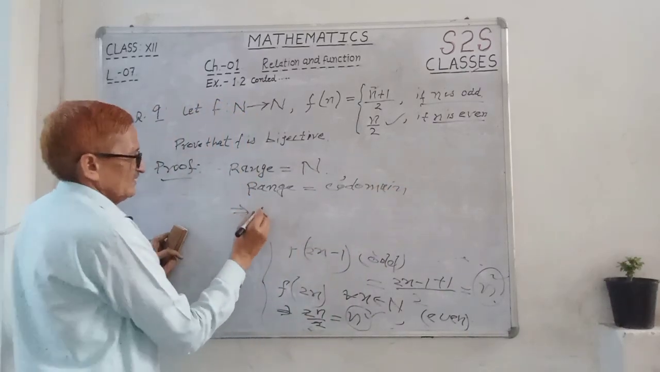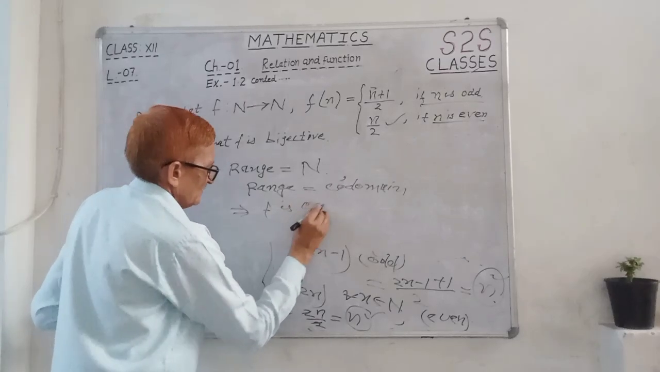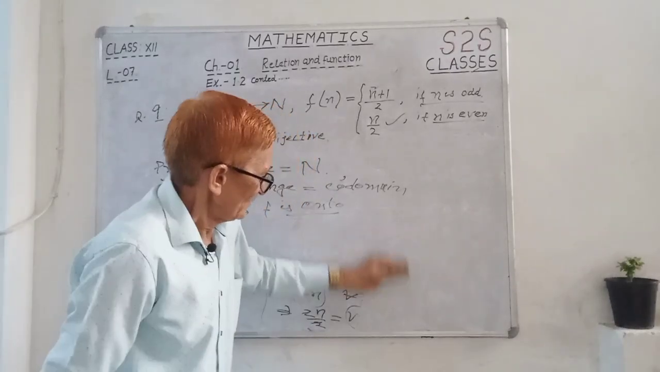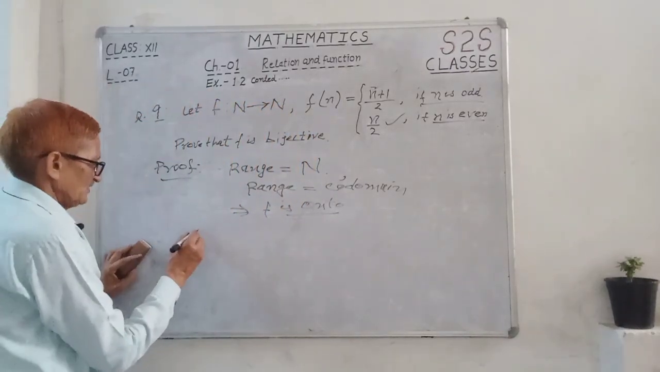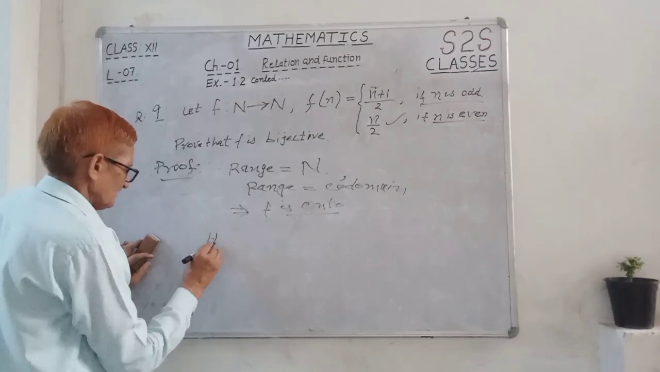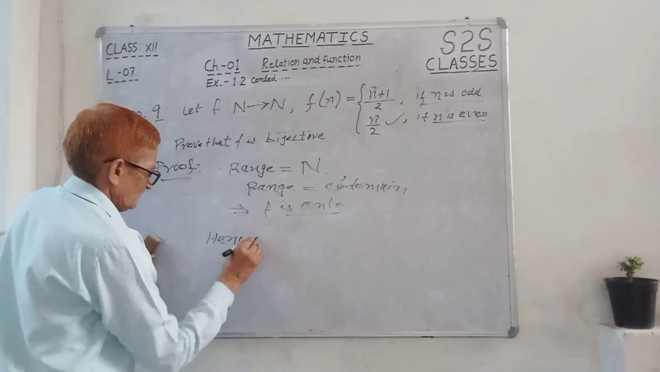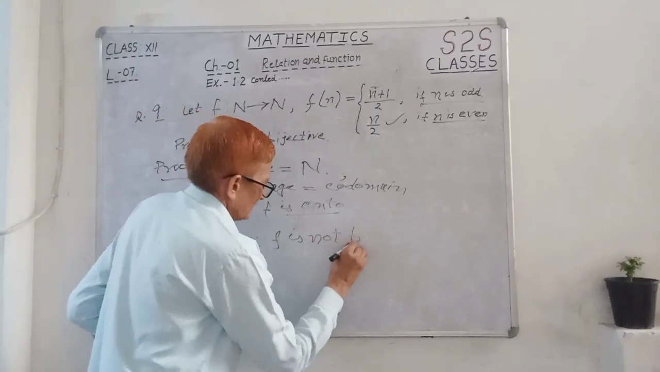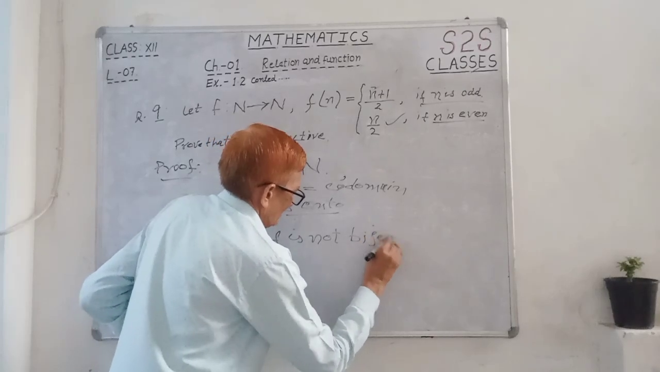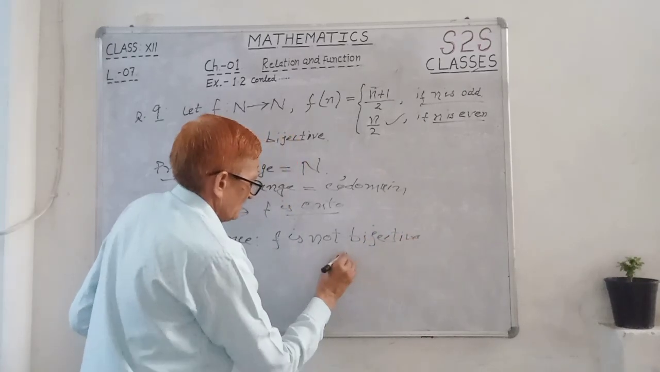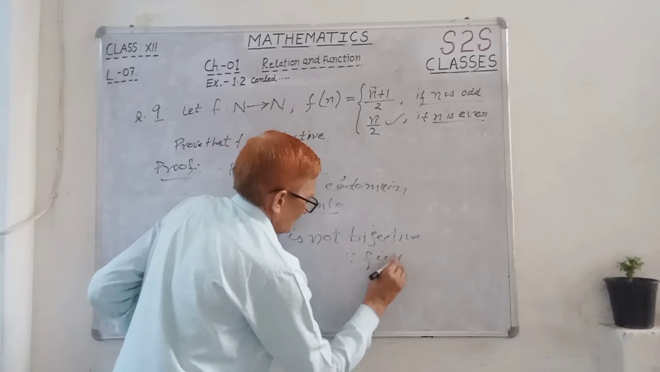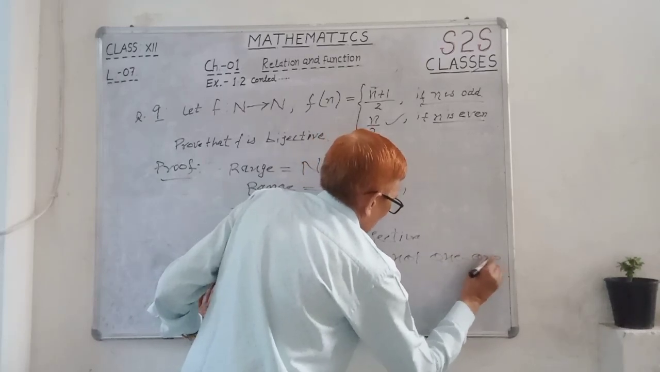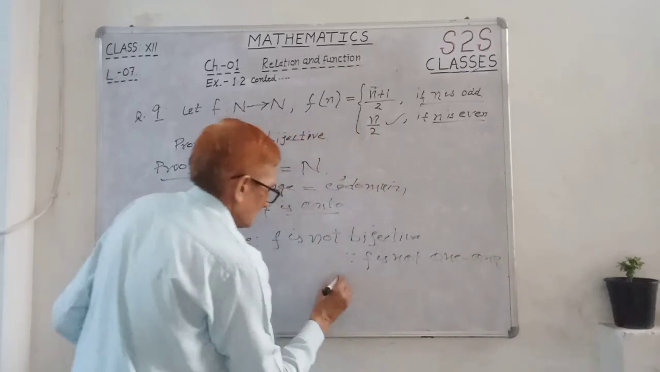This implies f is onto, but f is not one-one. So f is not bijective. Hence f is not bijective, because f is not one-one. Hence proved.